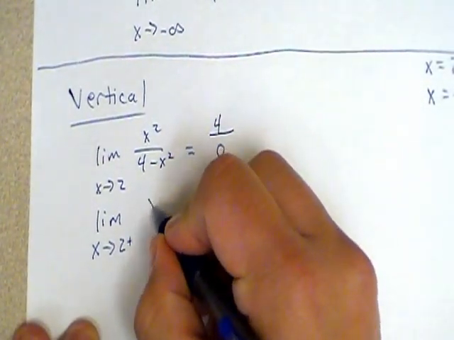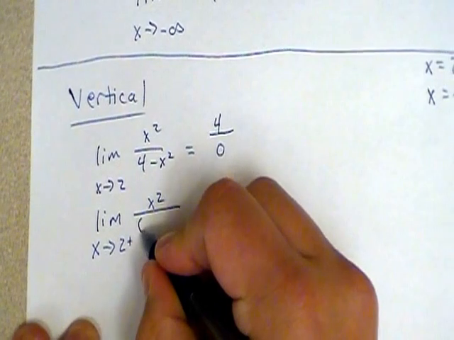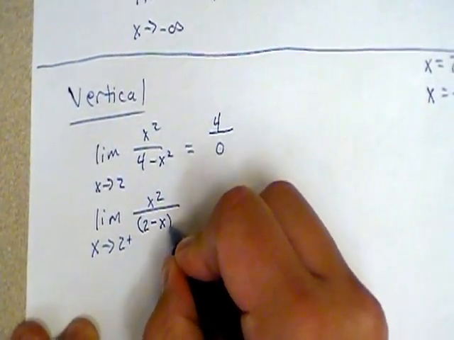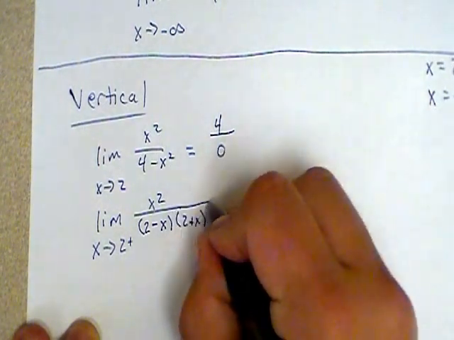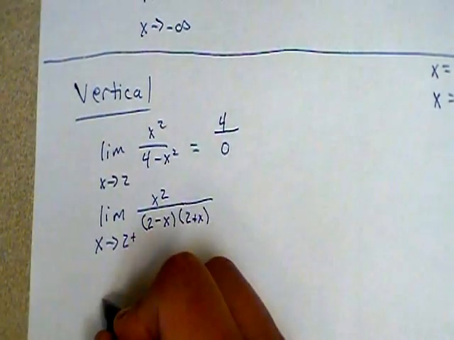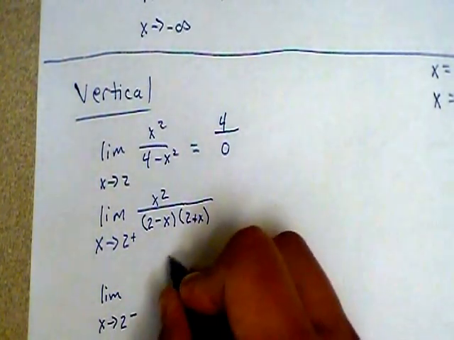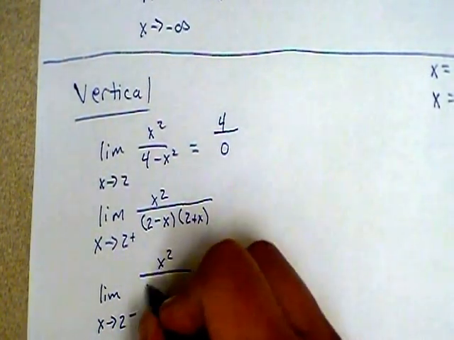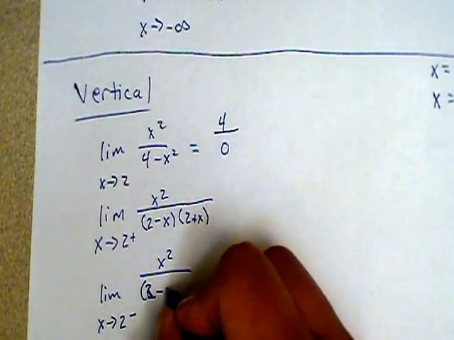So I'm going to approach 2 from the bigger side. And I'm going to go back to the factored form of this denominator. So I had this written up above. I'm just going to bring it down here now. You don't have to deal with this in factored form. I kind of find it a little bit easier to do that though. And I also want to check the limit as x approaches 2 from the smaller side on this function. And again, I'm going to deal with the factored form of the denominator.